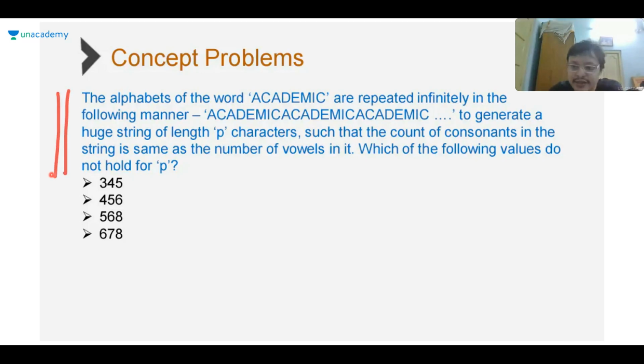Next question. Again, this can be solved within 30 seconds.